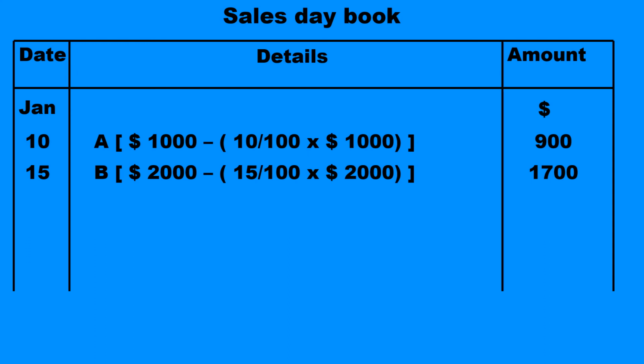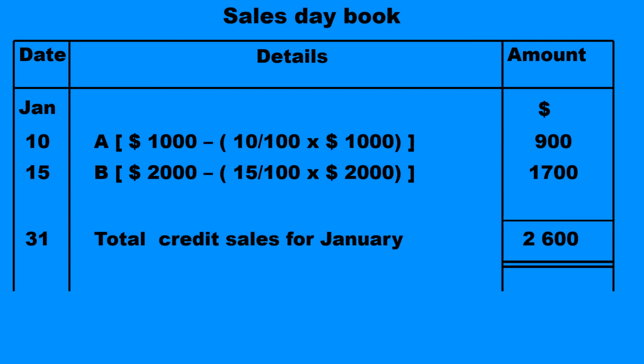So let us now close the sales table. We're going to see that for A, the net amount of credit sales is 900, and for B, 1,700 after the trade discount. We do not take the total of the list prices of the goods sold, the total being 2,600 after trade discount for both customers. The total credit sales for the month of January 2,600. This will go in the sales account.